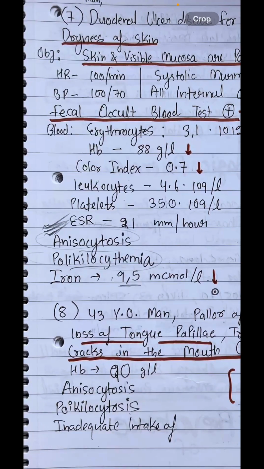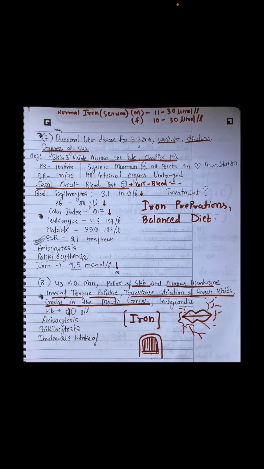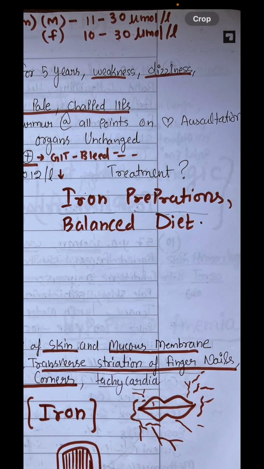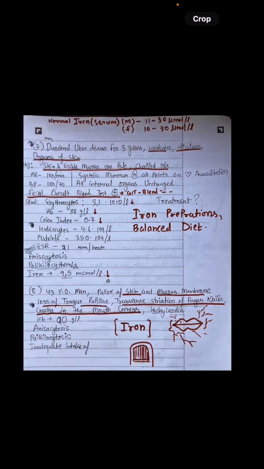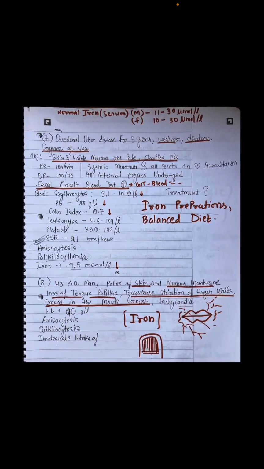Iron is given as low, lower than 9.5, although it is very close to normal, but let's say low is low. Data is data. Iron preparation and a balanced diet can be provided to the patient as a treatment. The question was asked about the treatment.